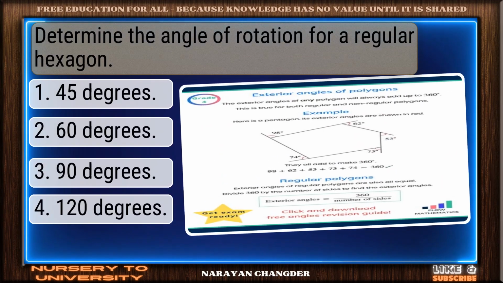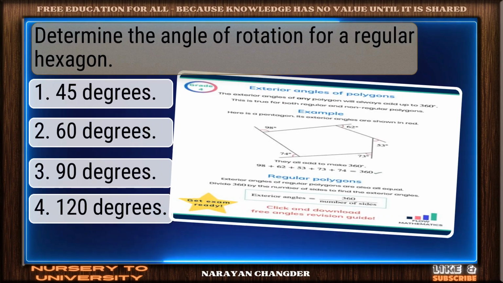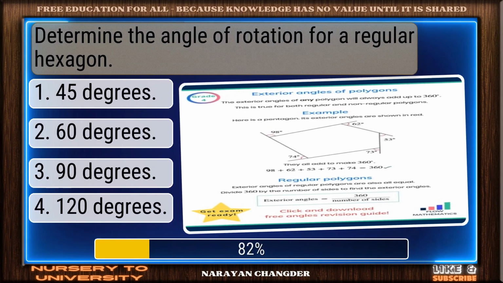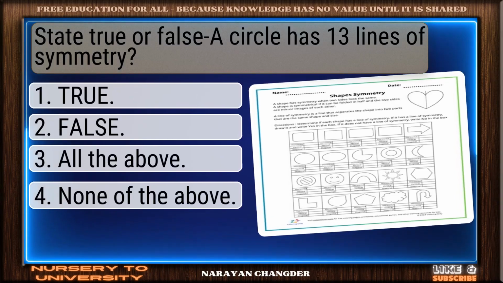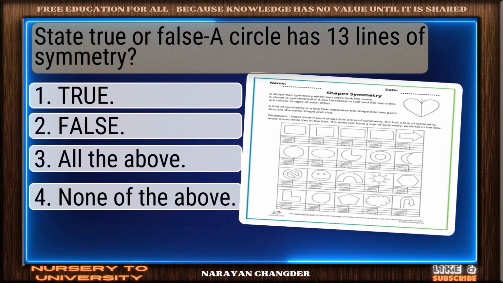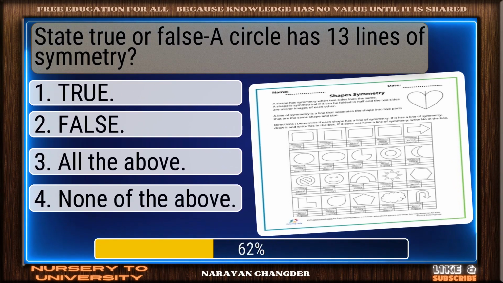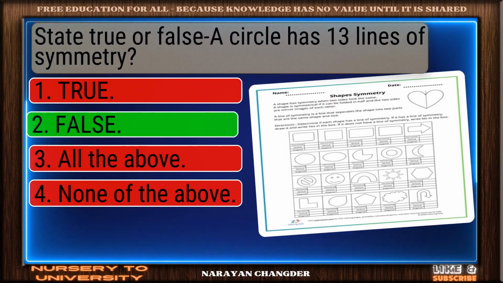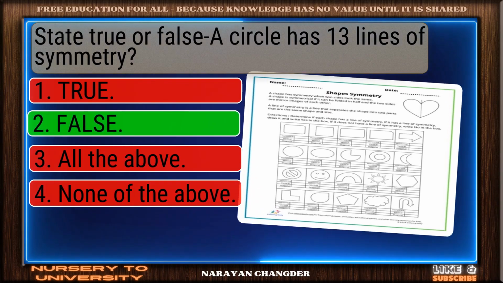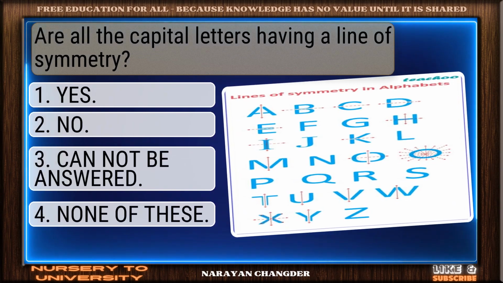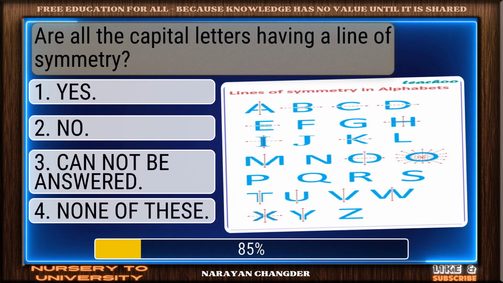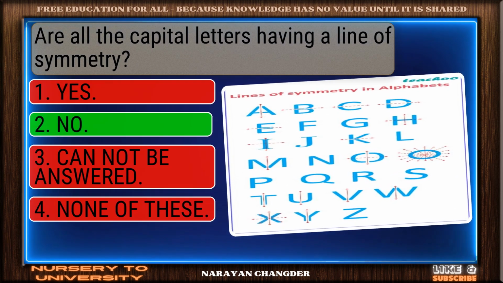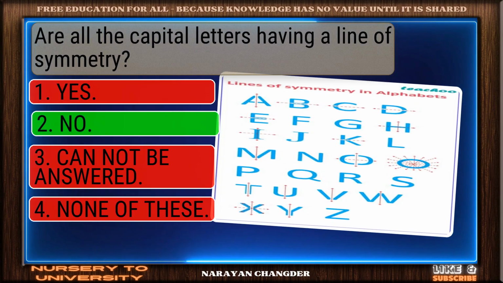Determine the angle of rotation for a regular hexagon. Valid point, 60 degrees is true. State true or false, a circle has 13 lines of symmetry. Good job. Your answer false works well here. Are all the capital letters having a line of symmetry? Smart move. No is an accurate answer.